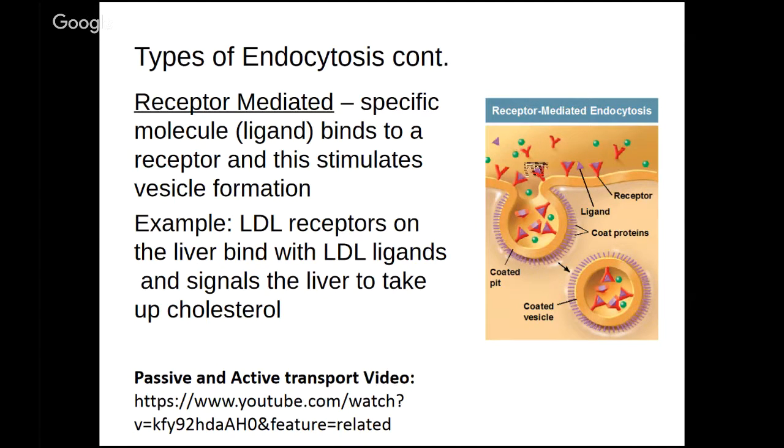Now the molecule of interest will come along and it will bind with these receptors. And when enough of them are bound, that stimulates this membrane to bend inward and pinch off into a vesicle. And now the molecule of choice is inside. It can be digested or it can be transported other places. And then this piece of membrane can go back and rejoin the outside membrane so it can capture some more of those molecules. Okay. For example, receptor-mediated endocytosis is used by the liver, and it's used to capture LDL cholesterol and help bring it inside.